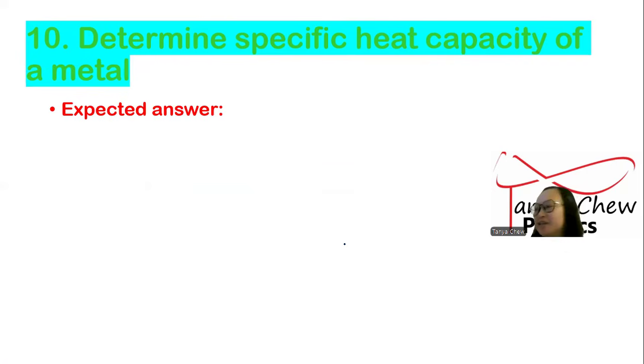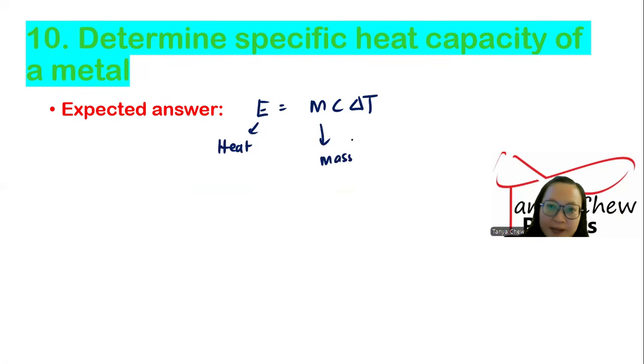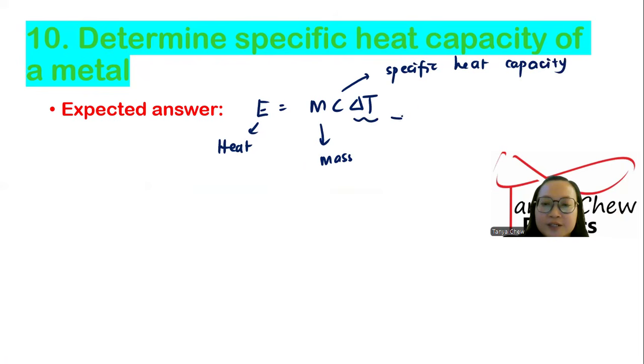Now, number 10, determine the specific heat capacity of a metal, right? So specific heat capacity, you have to recall after your paper 4, E equal to mc delta T. So E is called the heat or the thermal energy. M is the mass of the metal. C is called specific heat capacity. And delta T is the change in temperature.